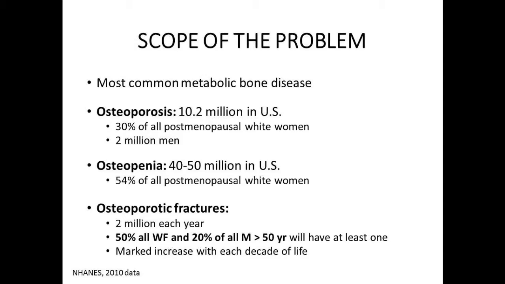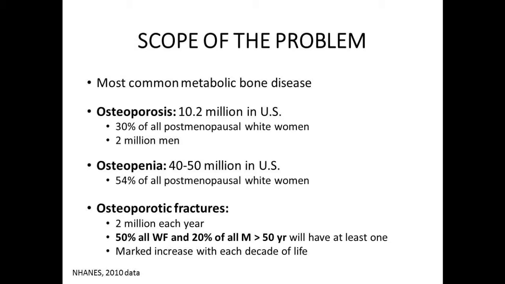What about fractures? This is what we really care about. We're looking at about 2 million osteoporotic fractures per year in the US. And in terms that make it a little bit easier for me to understand as a clinician, that's about half of all white females and about 20% of all men over 50 are going to have at least one osteoporotic fracture in their lifetime. That does not necessarily mean the worst one, hip fracture, but it means some type of osteoporotic event. Age, again, is the biggest risk factor for sustaining a fracture like this.